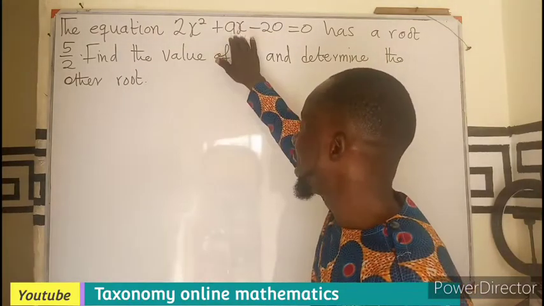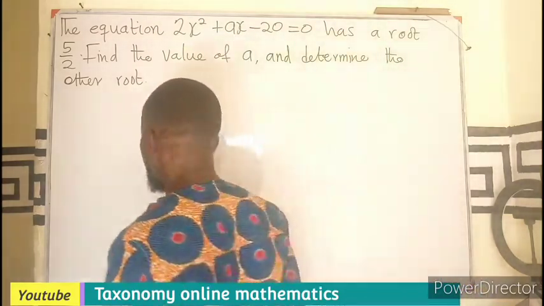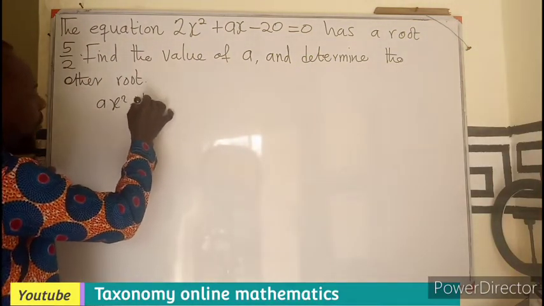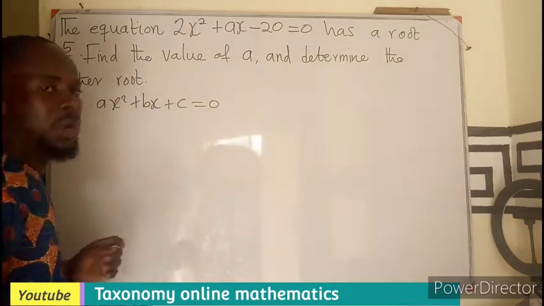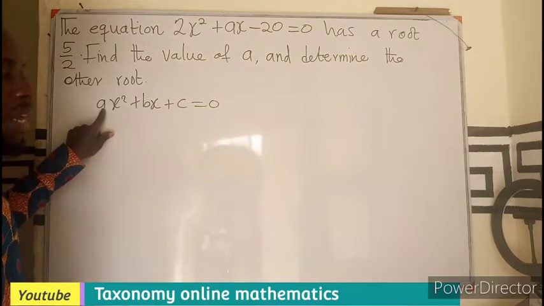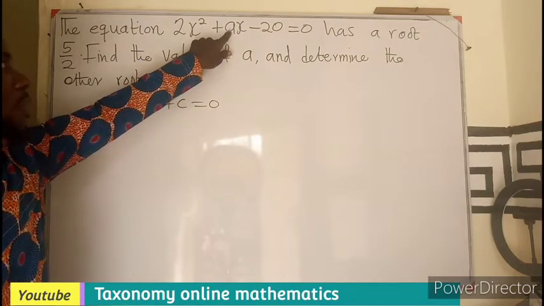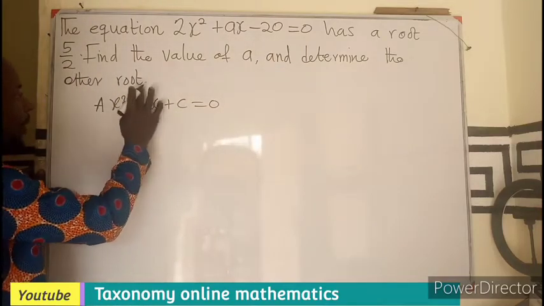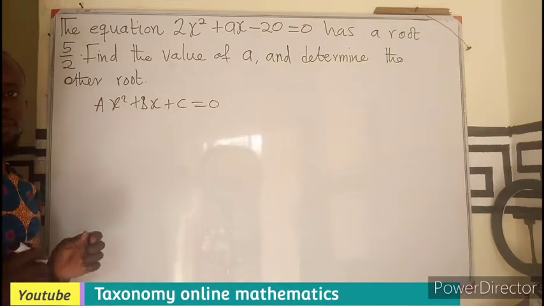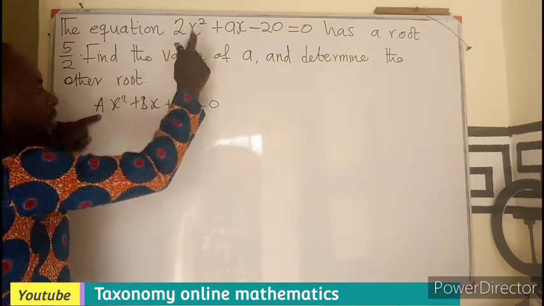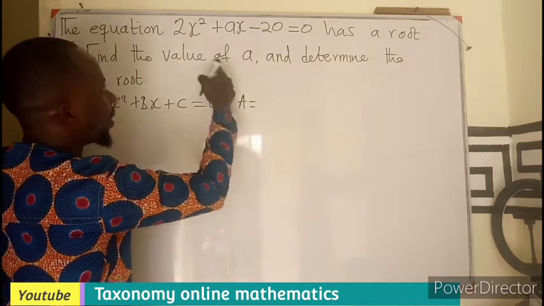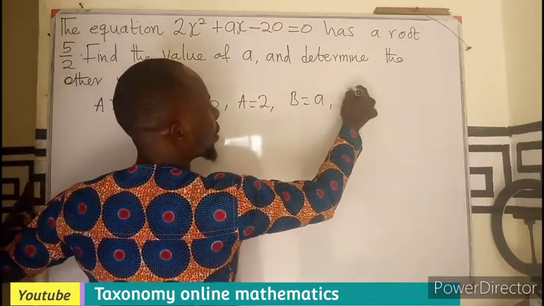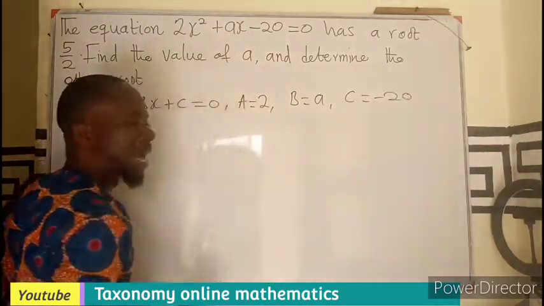Alright, so we can compare this to the general equation, capital A x squared plus capital B x plus capital C, whereby in this case we know that our A is 2, the B is going to be a, and the C is going to be minus 20. So comparing this with this, we can see that our A is 2, our B will be a, and C is minus 20.